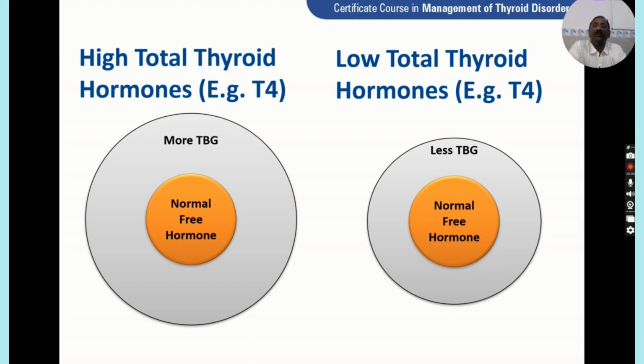See the total thyroid hormones. Here it is the total T4, not the free T4. See the total T4 in the two graphs. Here there is more thyroid binding globulin, but the normal free hormone is the same in both graphs. You can see the normal free hormone is the same. But what about the binding globulin? In the second picture it is less, and in the first picture it is more. So you can see the total T4 is totally different, while the free T4 is the same.